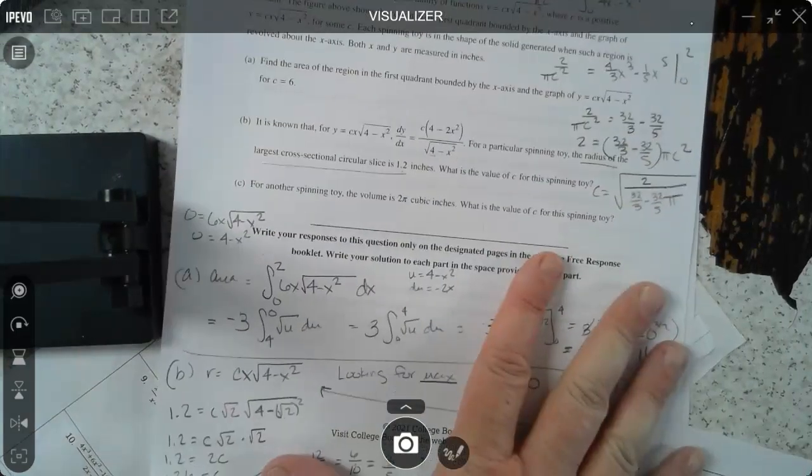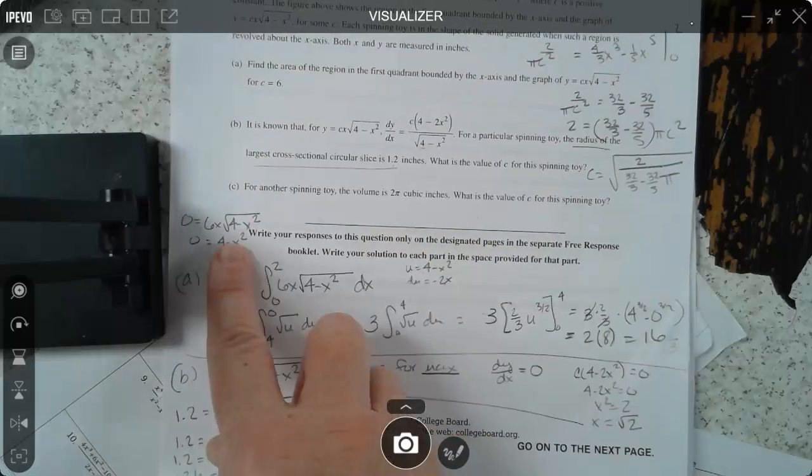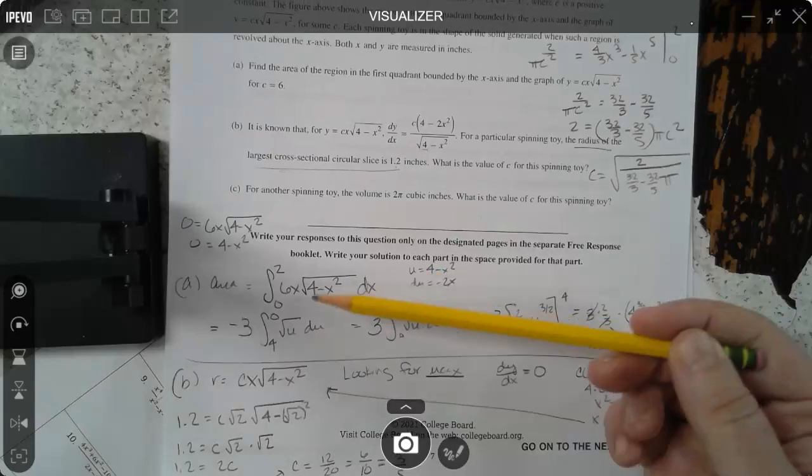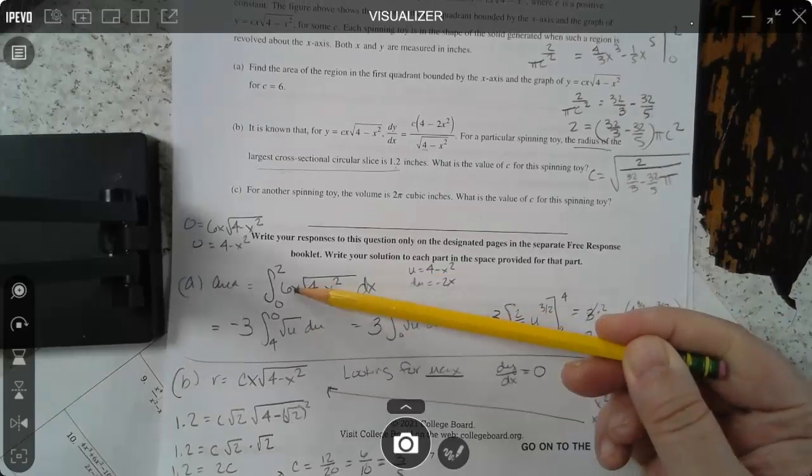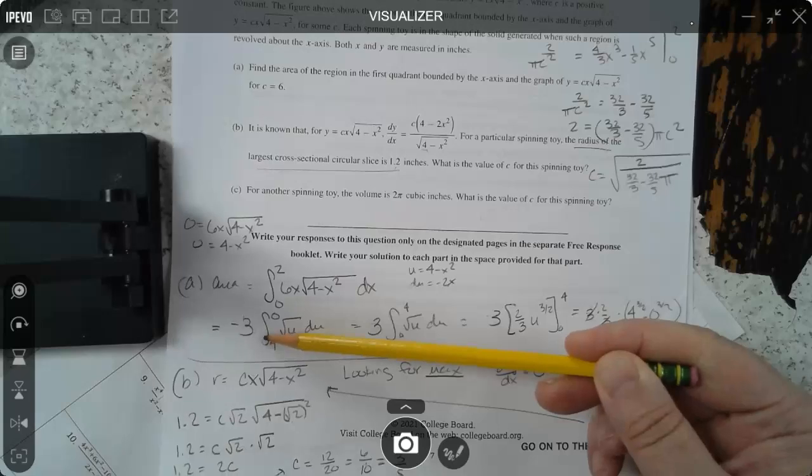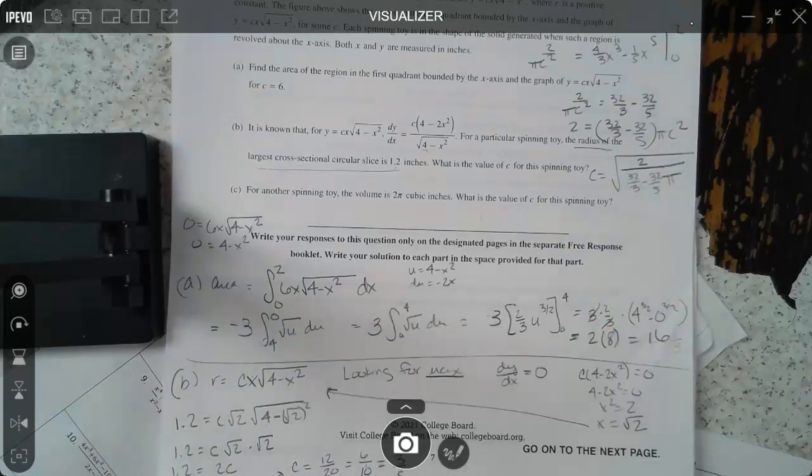So set it to 0 to see where it crosses the x-axis. Yeah, you had to do a U sub on that one. So this one needed to divide by -3, which means I countered that with a -3 outside, did the U sub, you get 16. This was only worth a little before 3 points.